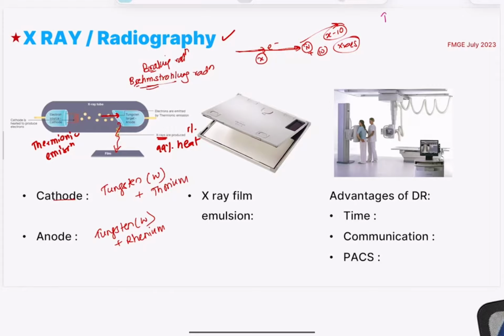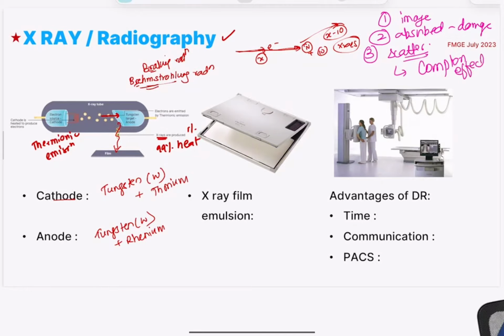So what is the various fate of the X-rays? One, high energy, they form the image. Second, some of them get absorbed and cause damage to the body, those are the low energy ones. And some are getting scattered, scatter radiation is being formed. Remember, the effect which produces this scatter radiation is the Compton effect, okay, that is the Compton effect.